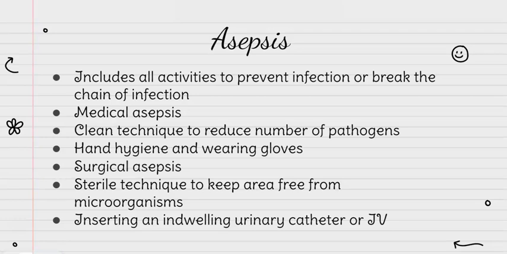So asepsis. Asepsis includes all activities to prevent infection or break the chain of infection. Medical asepsis is a clean technique to reduce the number of pathogens, such as hand hygiene and wearing gloves, versus surgical asepsis, which is sterile technique to keep the area free from microorganisms. Sterile technique is key and crucial in skills such as inserting an indwelling urinary catheter or inserting a central line. So this is crucial, so that you must know the difference between medical asepsis and surgical asepsis.